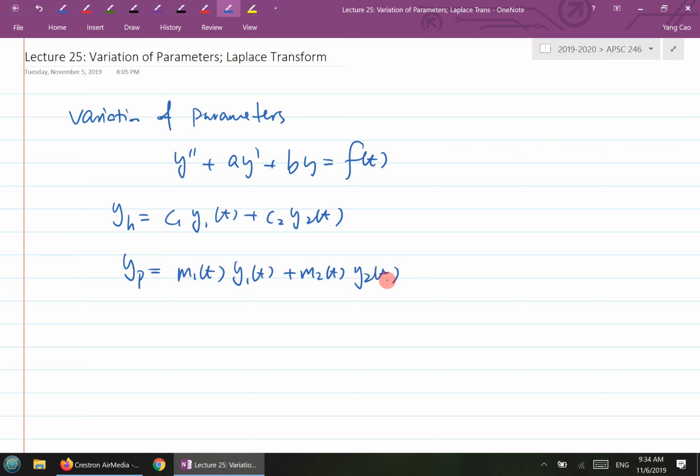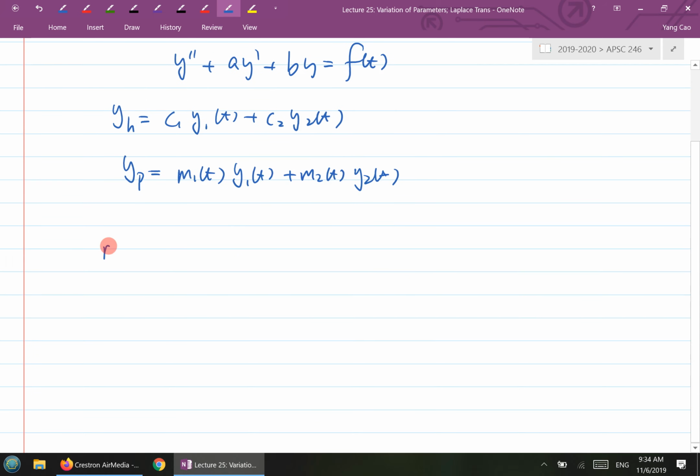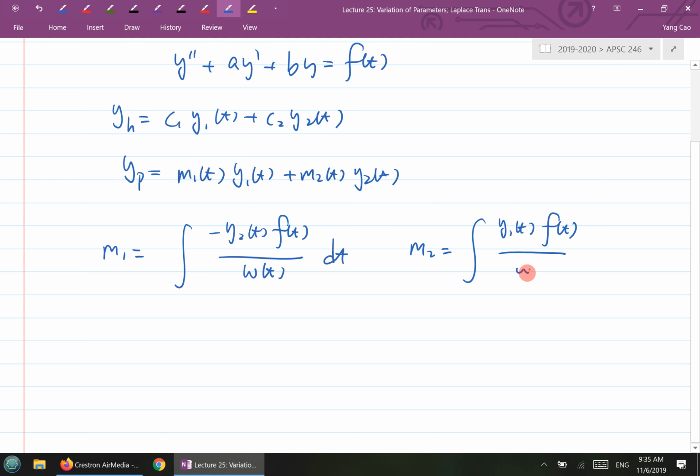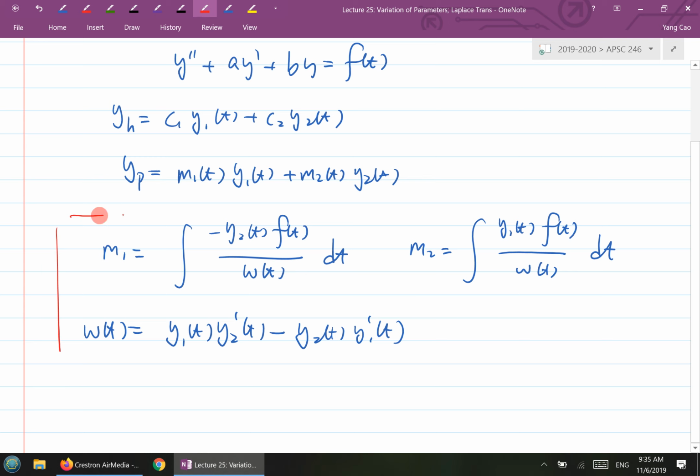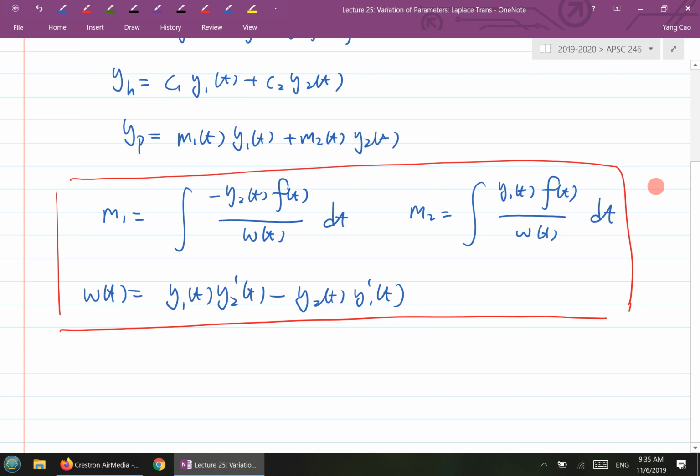We have gone through the process, and we find that m1 equals this one, and m2 equals this. W(t) is the so-called Wronskian. It's a determinant. So basically you get y1(t) y2'(t) minus y2(t) y1'(t). So that's your Wronskian here. So when you solve this second order ODE using variation of parameters, this is the formula.